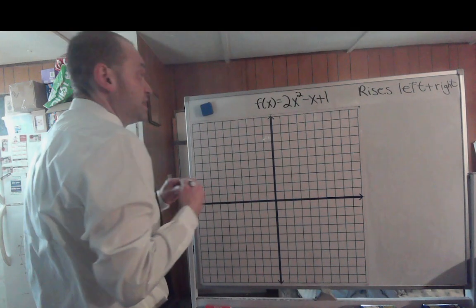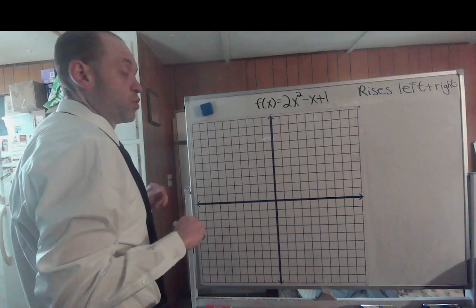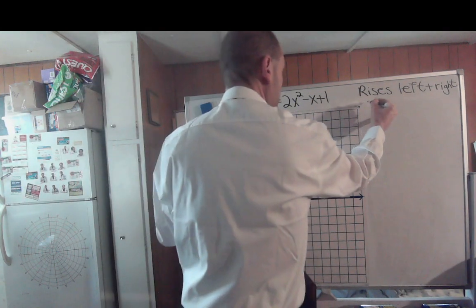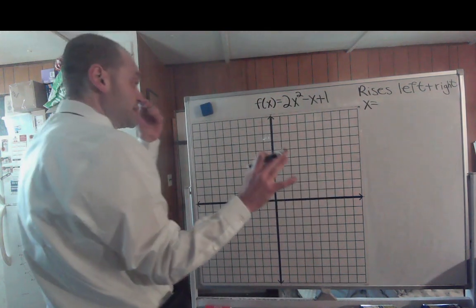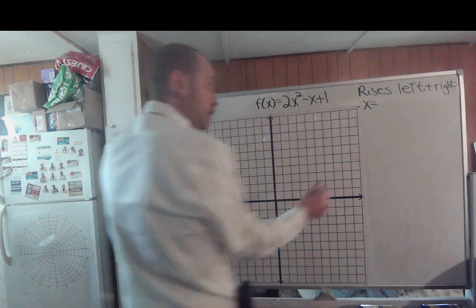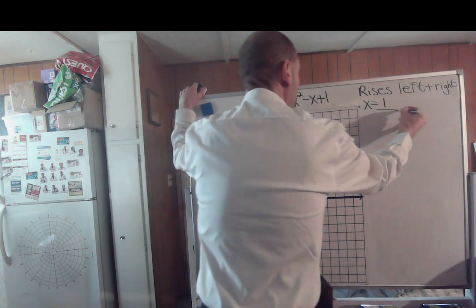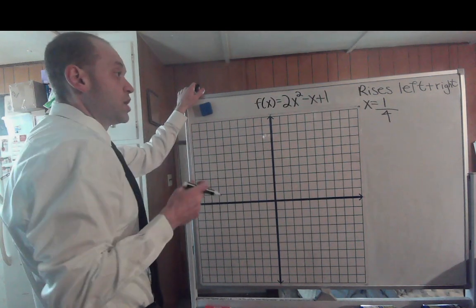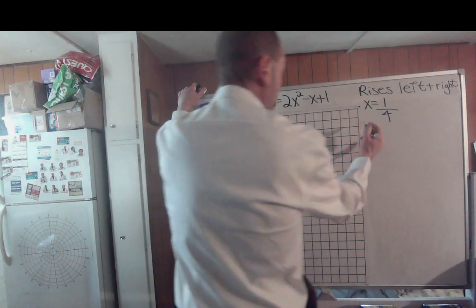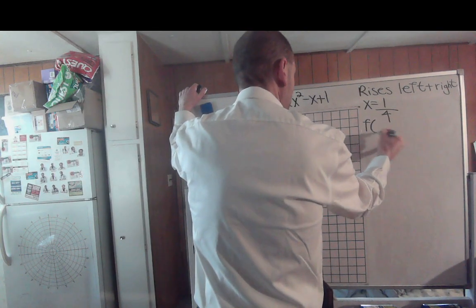Okay, now let's find the coordinate of the vertex. The x-coordinate, of course, is the negative of b. In this case, negative 1, which would give you positive 1, all over 2 times your a of 2, well, that would give you an x value of 1/4. All right, so to find your y, we have to do f of 1/4.